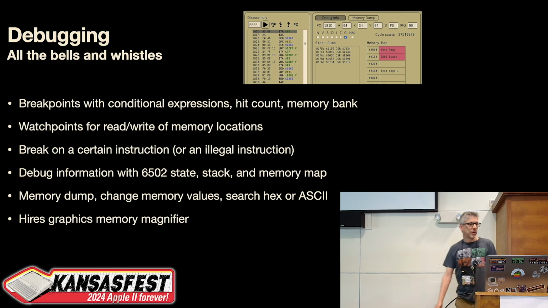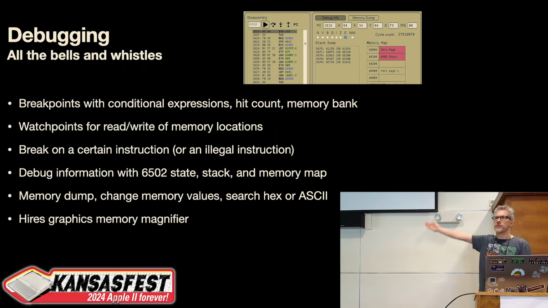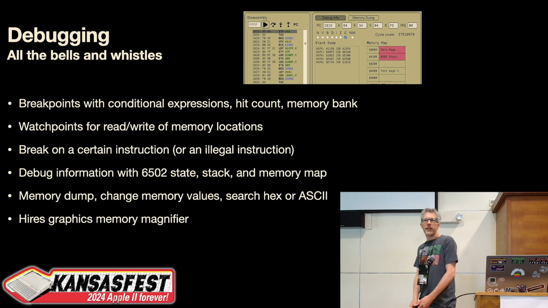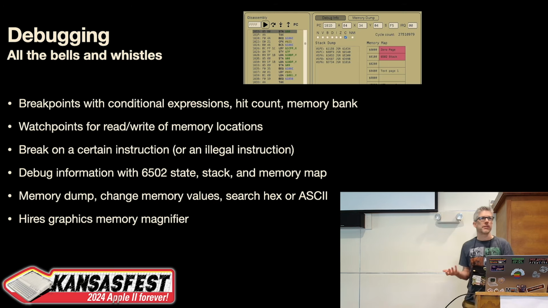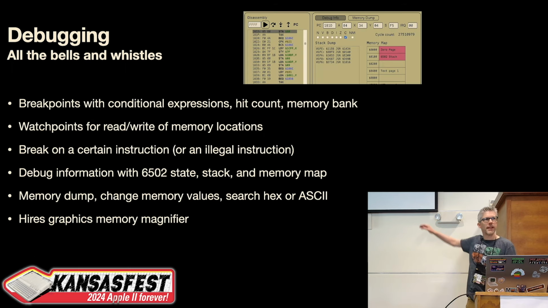So you can set breakpoints, and the breakpoints can have conditional expressions, hit counts, etc. You can set watchpoints, so you can say when a certain memory location changes, or even is looked at, then stop the program, stop the 6502, and show where you are. And then you can break on a particular instruction. So if you're looking for something unusual, like a clear interrupt, CLI, or something like that, you can say, okay, stop when you hit that particular instruction. And then there are some other features which I will demo in a couple minutes. Any questions on any of that?